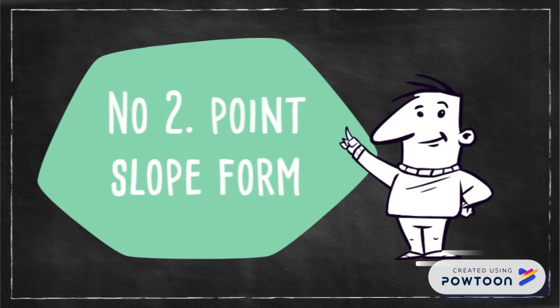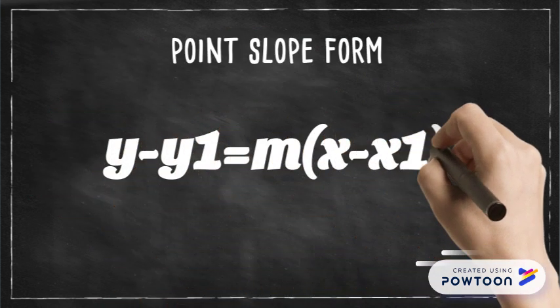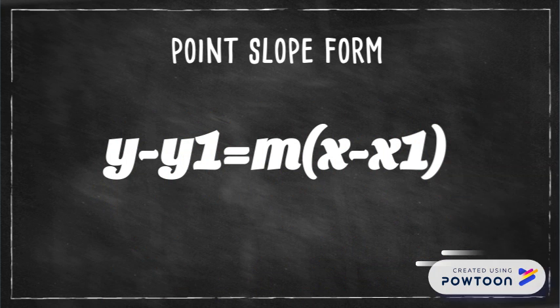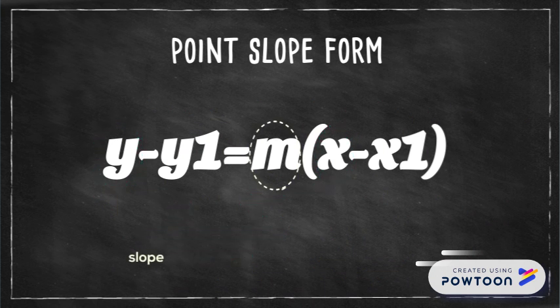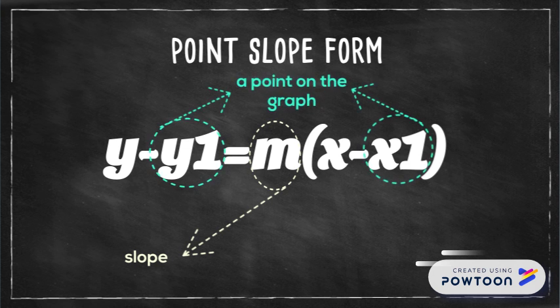The second form is point-slope form. Point-slope form is y minus y1 equals m bracket x minus x1. Here, y and x are still numbers on the y and x axis. m still means the slope of the graph. y1 and x1 represent a point on the graph.